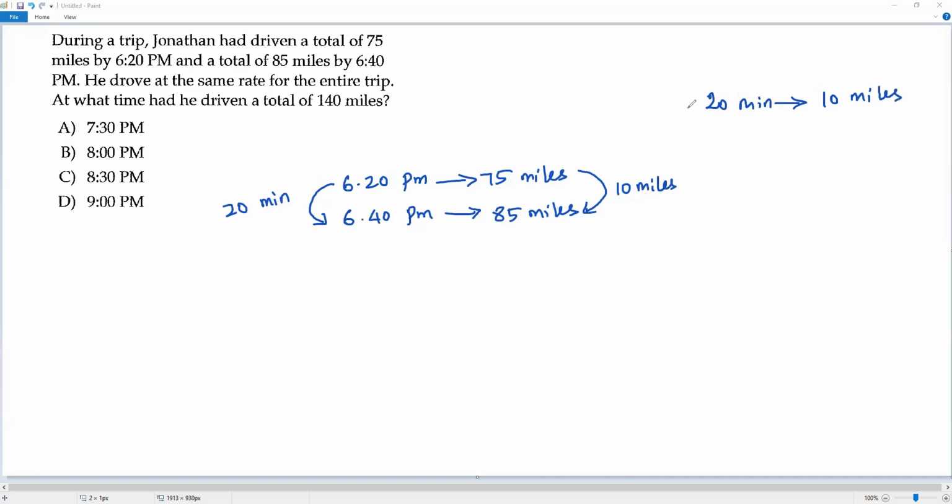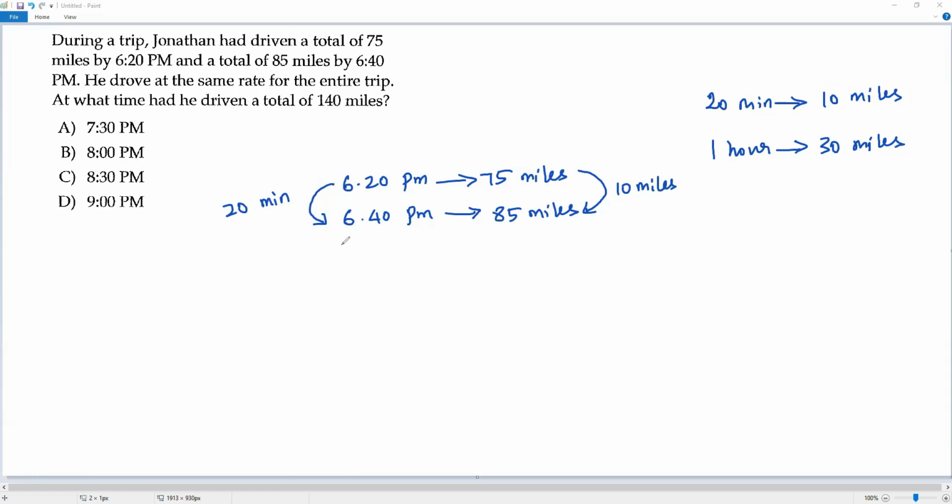So how many miles of distance would he have driven in 1 hour time duration? It's very clear, that is 30 miles. Because in 1 hour, we have 3 twenty-minute intervals. So to know the distance covered by Jonathan in 1 hour, we have to multiply this 10 miles by 3, so 30 miles. So in 1 hour time duration, Jonathan would have driven 30 miles of distance.